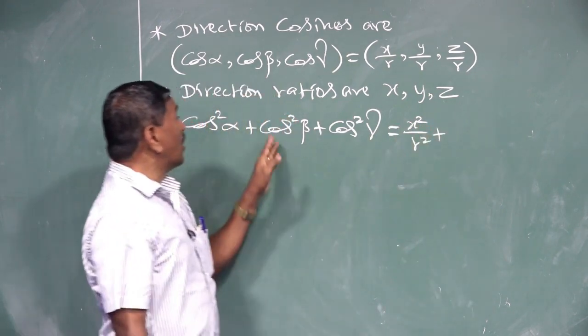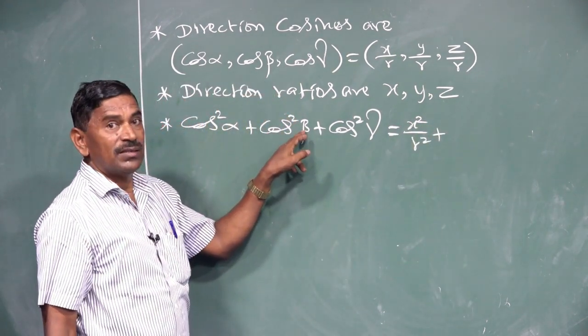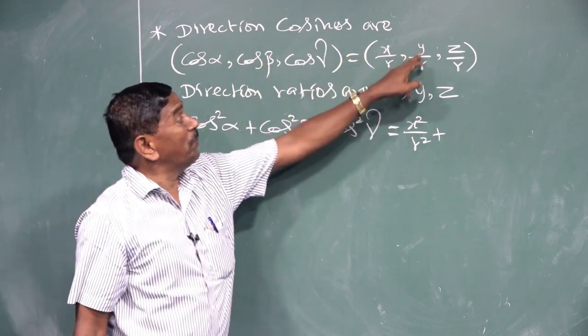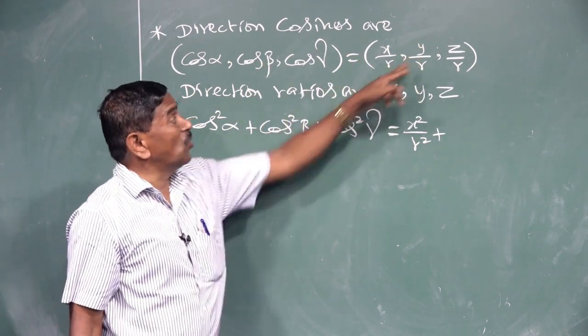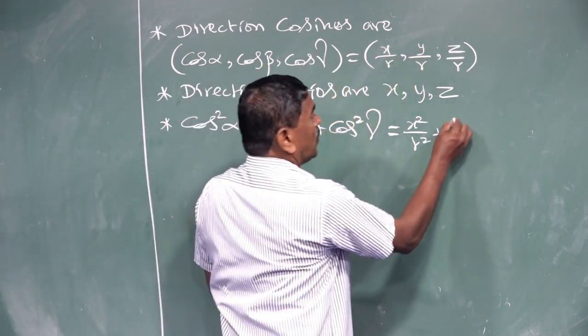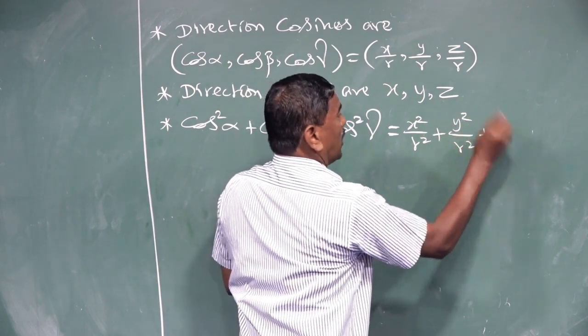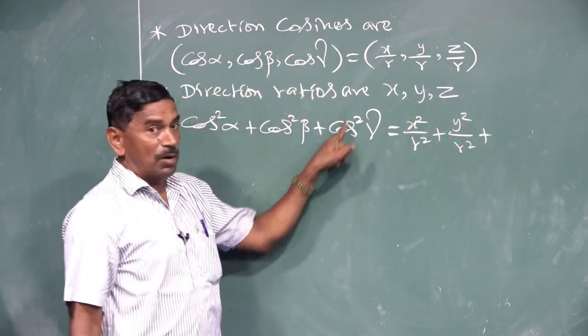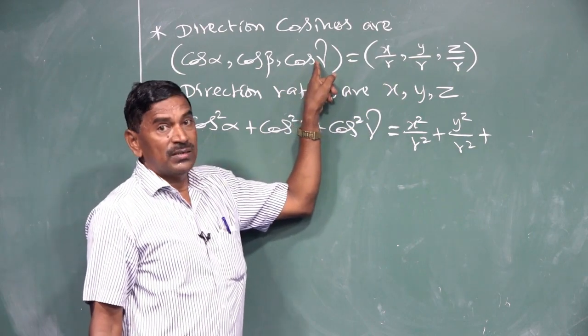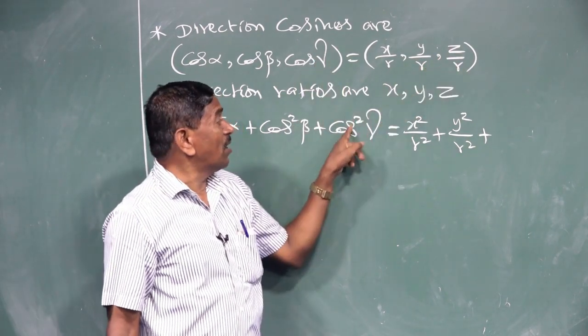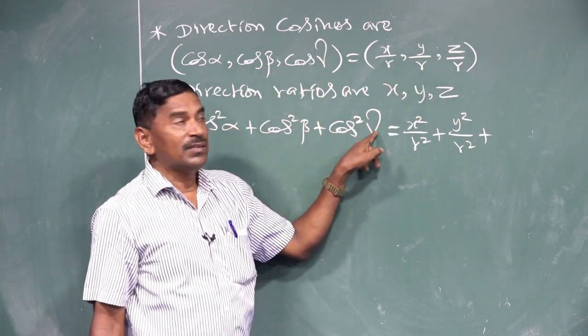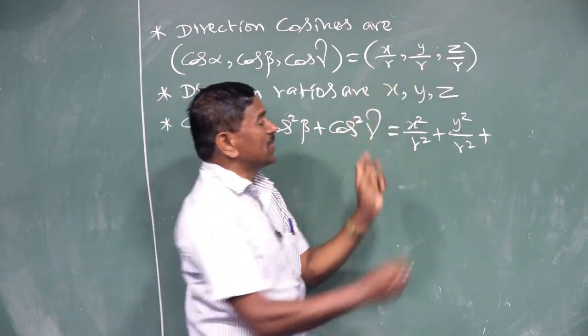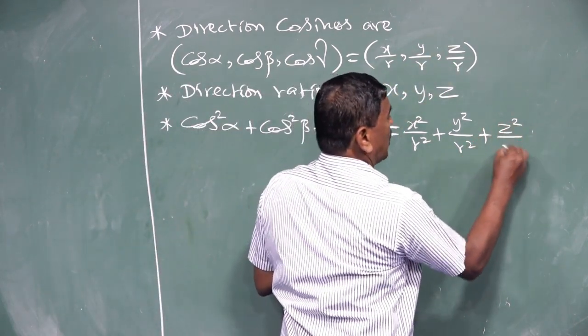Plus cos square beta. Cos beta equals y by r. Therefore cos square beta equals y square by r square. Plus cos square gamma. Cos gamma equals z by r. Cos square gamma equals z square by r square.